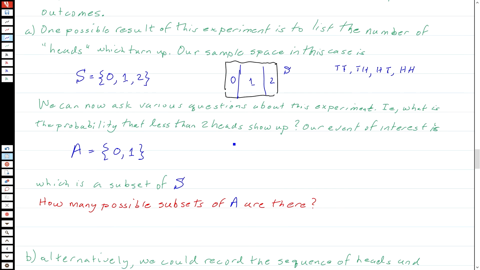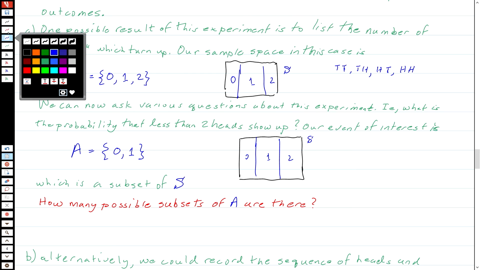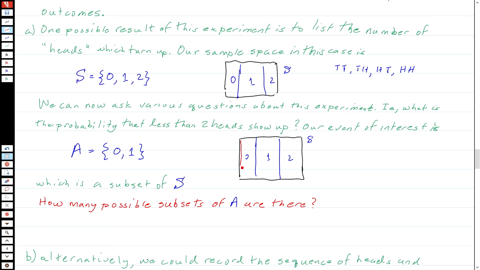This event A is going to look like this. It's a subset of our sample space S. We've got this is 1, this is another, so 0, 1, 2, and my event A then is this space here. And so that's A.